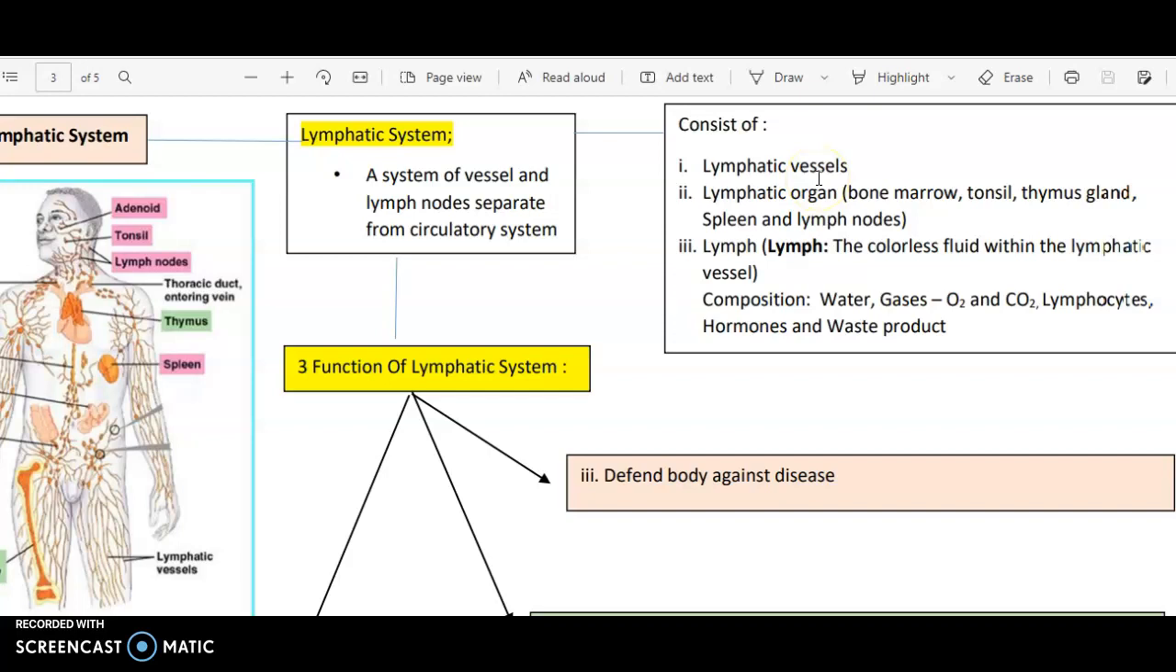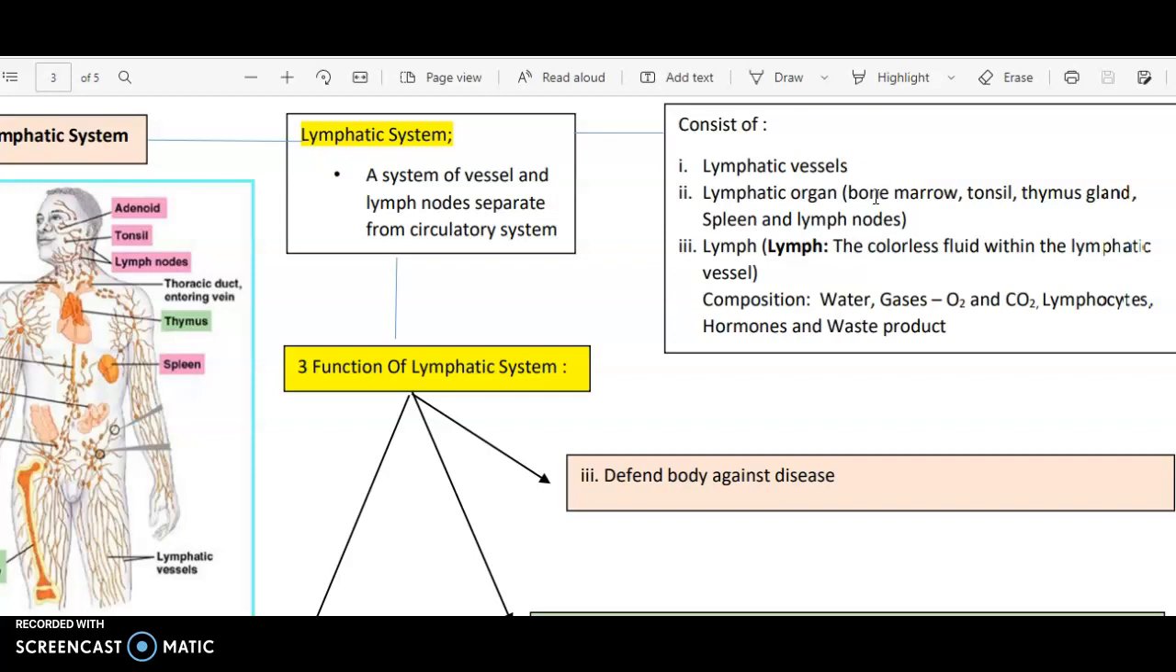Bila kata lymphatic vessel, kena ada dalam kepala. Lymphatic vessel ni ada lymphatic capillary, lymphatic duct, dan tempat yang paling penting adalah subclavian vein lah. So bila kata lymphatic vessel, kita ada lymphatic capillary, lymphatic duct. And then when we talk about organs, ada 5 organs here: bone marrow, tonsil, thymus, spleen, and lymph nodes. So you need to know the function of every single one of these organs.